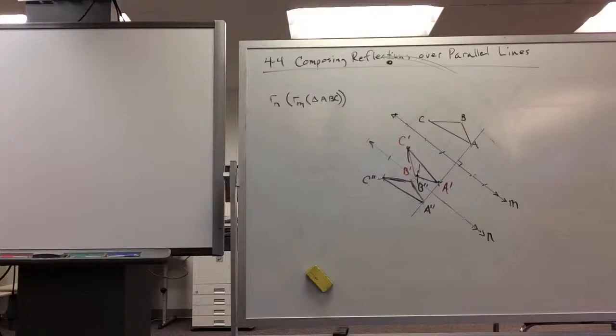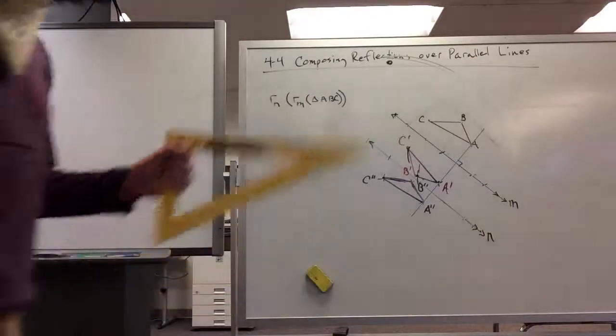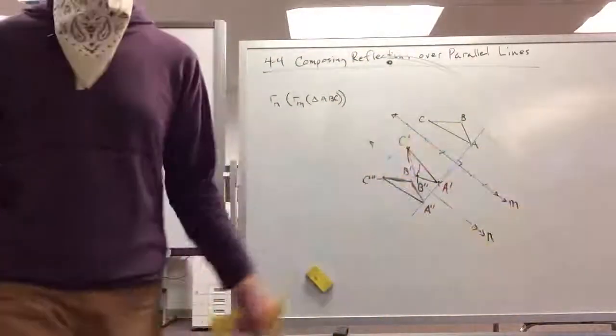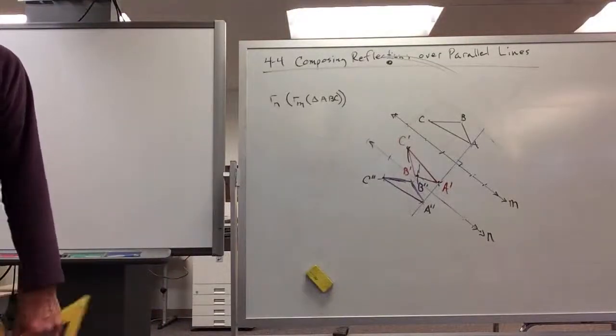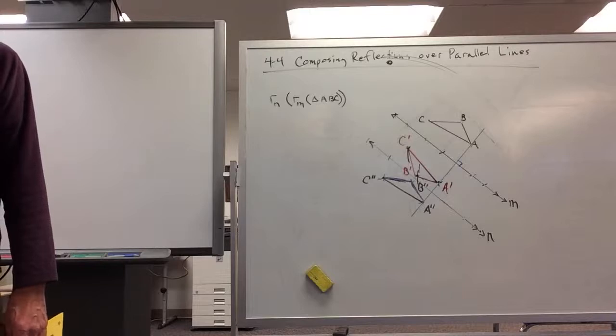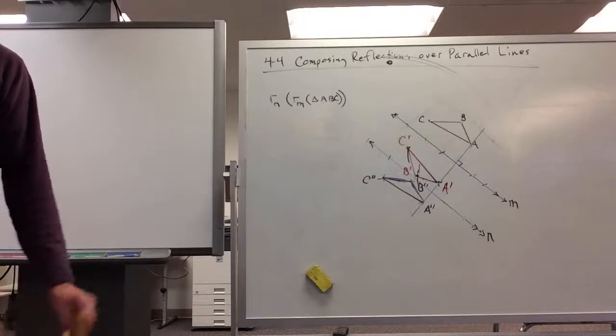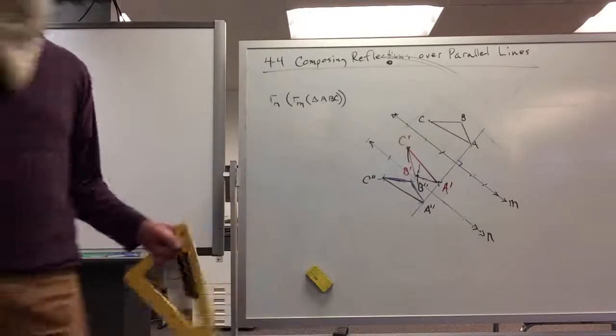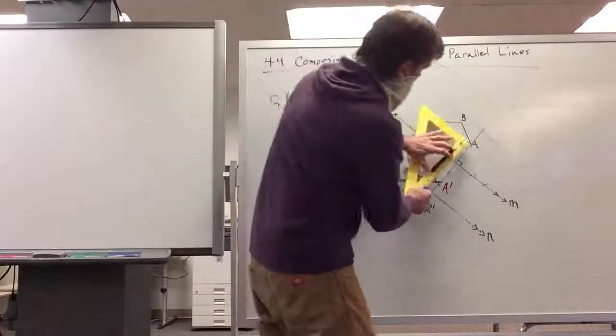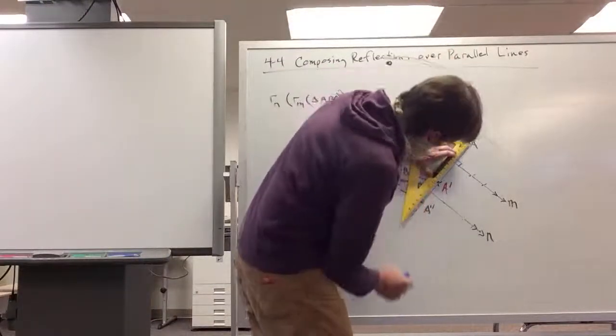And then, with this composition of reflections, how far did your pre-image move? Measure that. Measure it as accurately as you can. How far your pre-image moved. So I'm looking at how far did I go from A to A double prime.